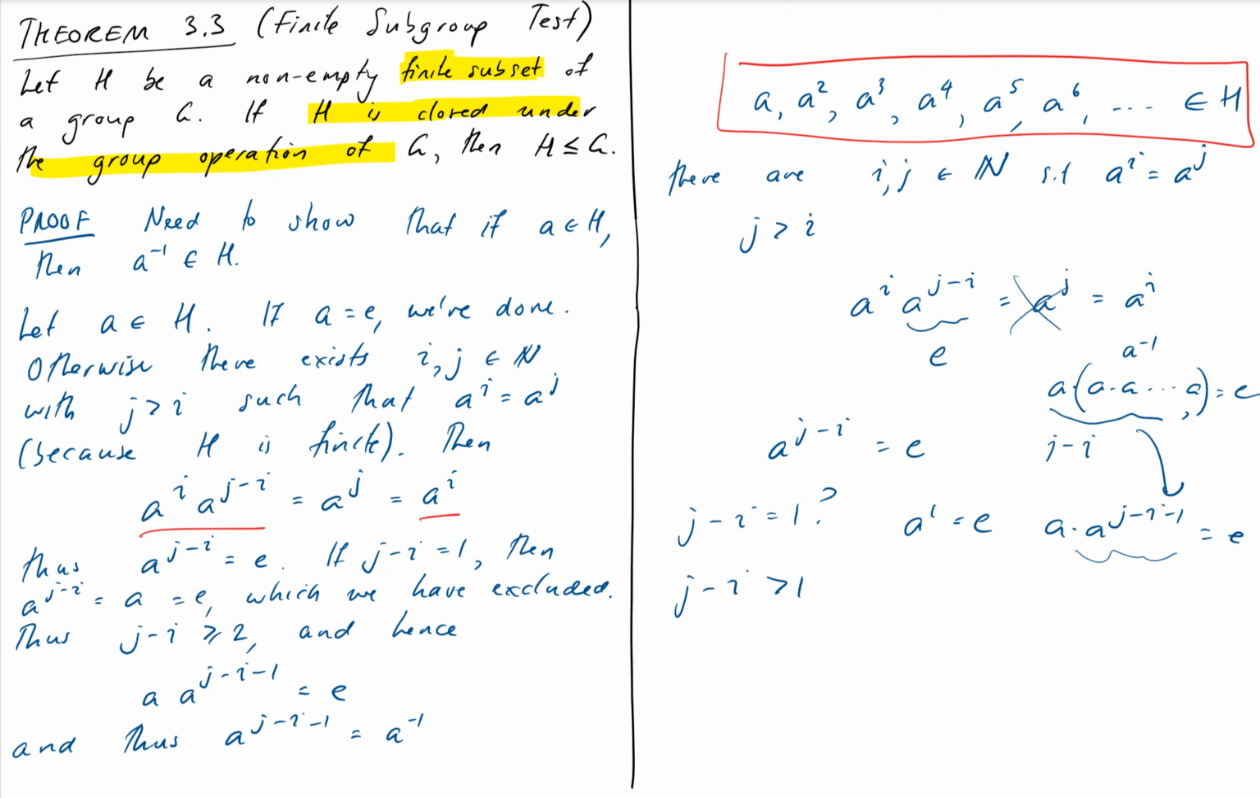We then appealed to the finiteness of the set to show that there were two numbers. Eventually we must repeat ourselves somehow. And then we jumped through a few more hoops to figure out that j minus i, the difference between those two exponents, is such that a to the power of that number is the identity. And finally, now that we've got a to the power of something as the identity, we took one of those a's out the front and showed that the rest of that must in fact be the inverse of a. Cool, and now that we've shown the inverses are in the set, we've got closure under the operation already as part of the statement, and therefore our set H is a subgroup of G.